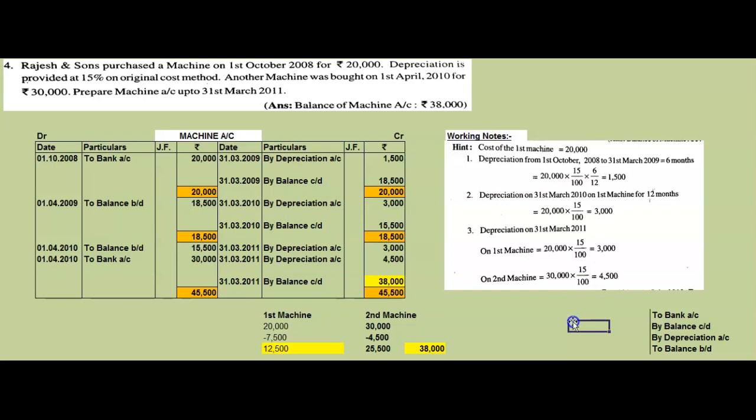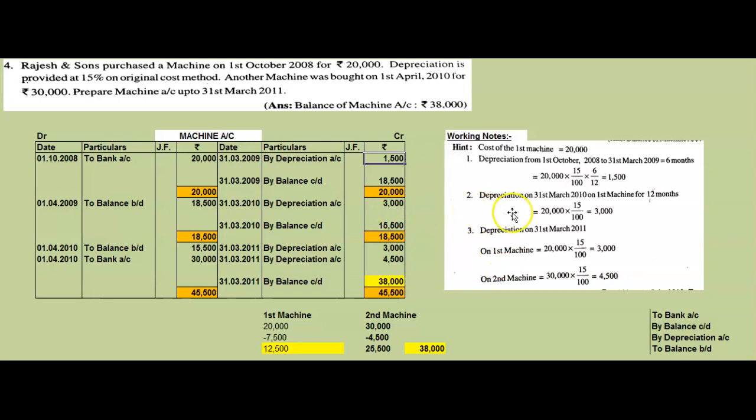Why 3,000? In the first year we have taken only 1500. In the second year you have taken 3,000. You may have a doubt: Sir said that depreciation will be the same every year. Yes, it will be the same, but it will be the same for 1 year. For 1 year depreciation is 3,000, like here we have taken. But here it is 1500 only for 6 months. So it will change according to the month also. If the number of months used is less, depreciation will be less. So yearly depreciation will remain the same, 3,000.